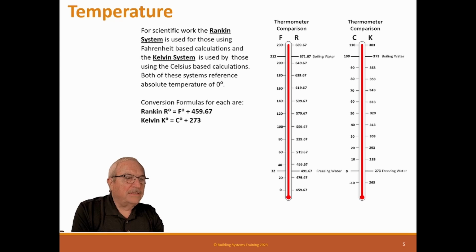Now, Rankine equals degrees Fahrenheit plus 459.67 degrees. That's how cold it is. It's really, really cold down at the bottom there. Kelvin is C plus 273. So those are the formulas for scientific work. Most of our calculations, we don't need this number, but every once in a while we'll have one that's dealing with atmospheric conditions where we have to use the Rankine scale.